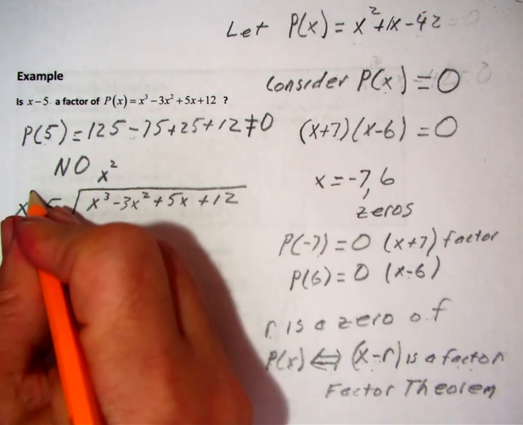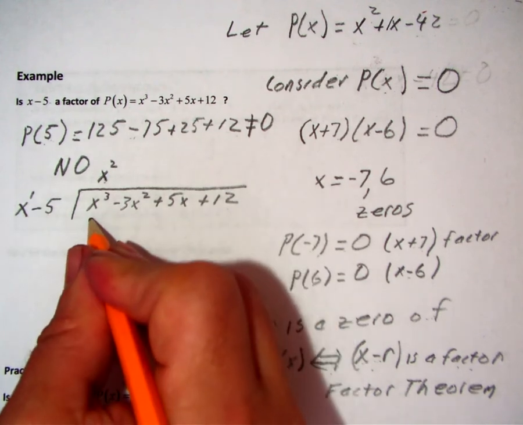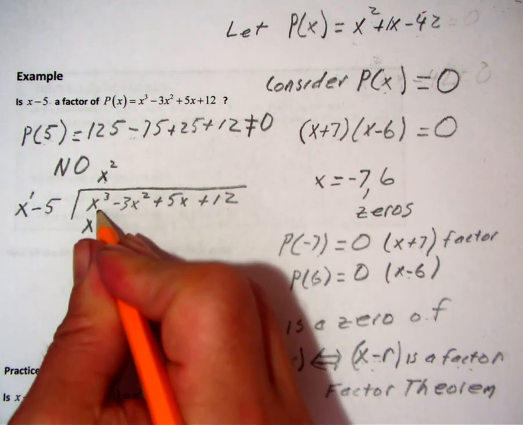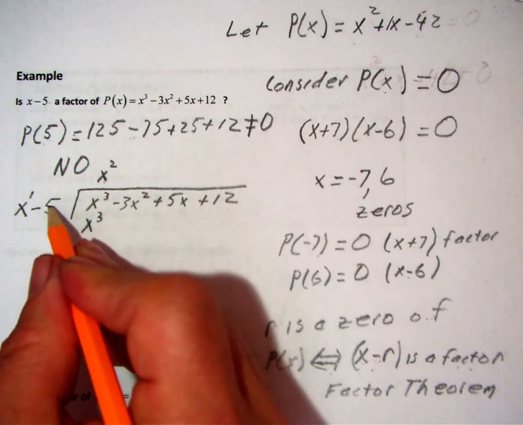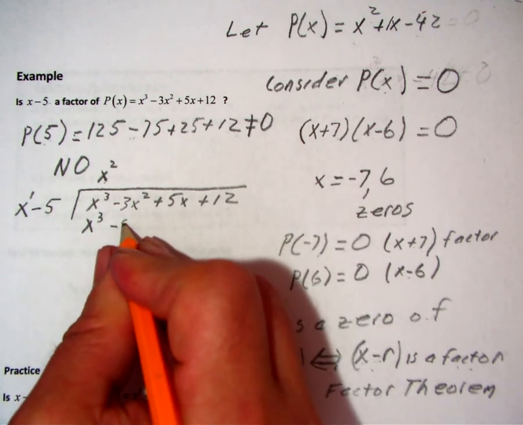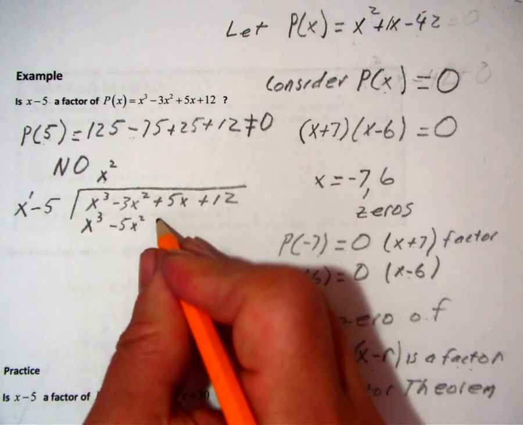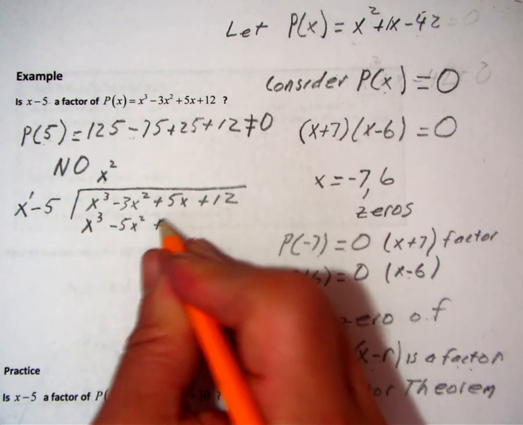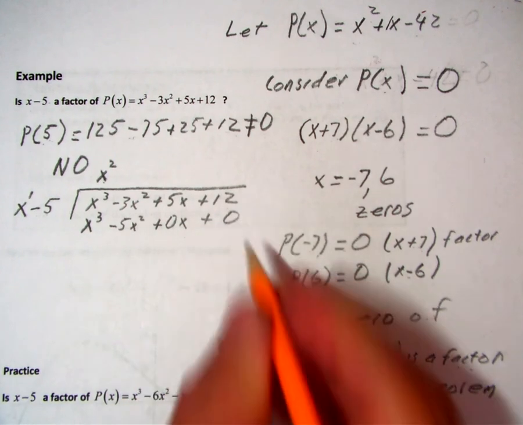Well, see, x squared times x gives you this x cubed right here. Now, this times this gives you minus 5x squared. Now, you can think of 0 terms here if you want to. Some people like to write this in like this, plus 0, so you know that you're subtracting.